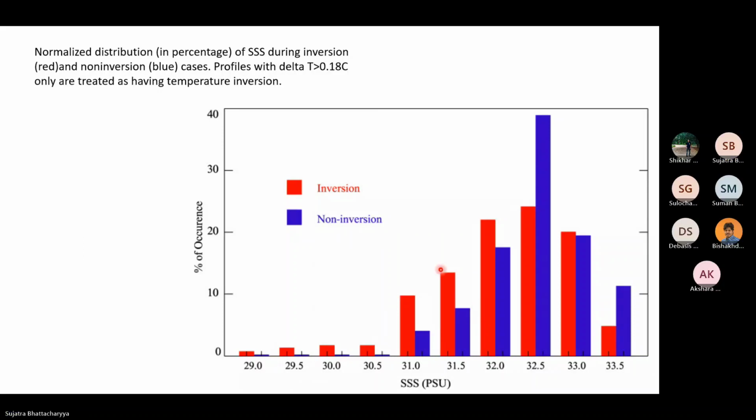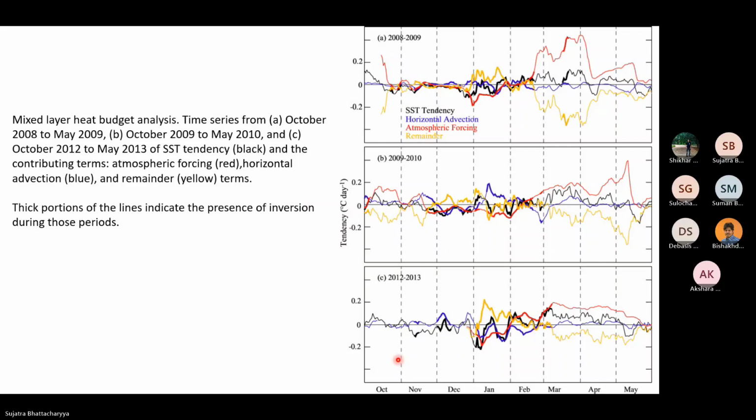Profiles with delta T greater than 0.18 degrees Celsius, this is just a criterion taken, are only treated as temperature inversion. So this gives again a hint that the inversion might be strongly related to surface freshening.